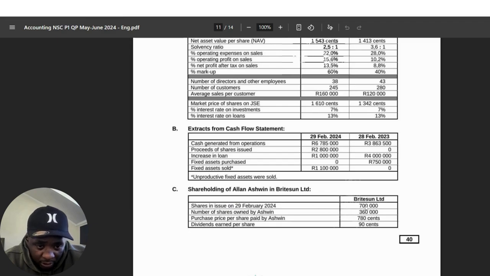Shareholding of Alan Bushwan, so 400,000, number of shares owned, price per share, dividends per share, it's not saying much. Oh yes, there is this. So you can see here that yes, the business may have taken a loan of 1 million. You can see that there was an increase in loan, but the business also issued shares.